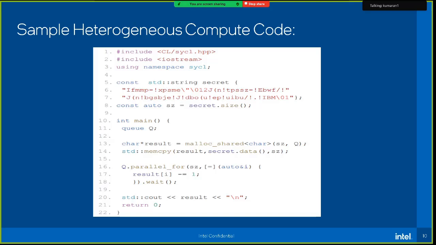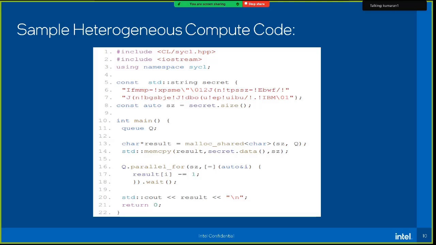And then from line number 16 to 18, this is what the kernel is. Line number 17 is just iterating through all the input characters, and it's trying to decrement every character. Now, if you write the same logic for the CPU, you can simply run a for loop, and it will decrement every character. But instead of writing a simple for loop, what we have written is q.parallel_for, and then how many elements you need to do this parallel operation on. That is the size of the character string.